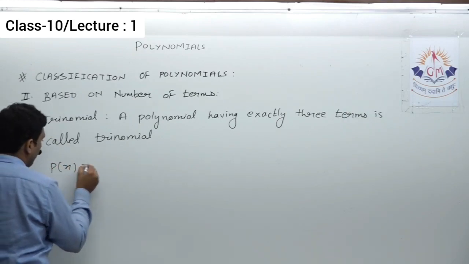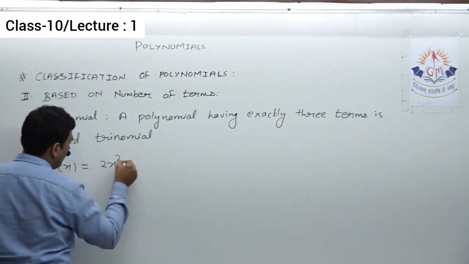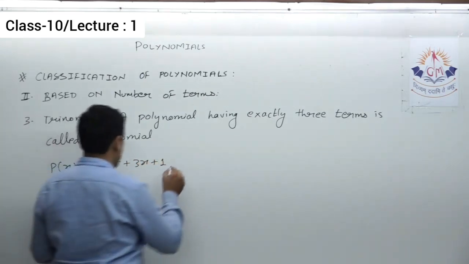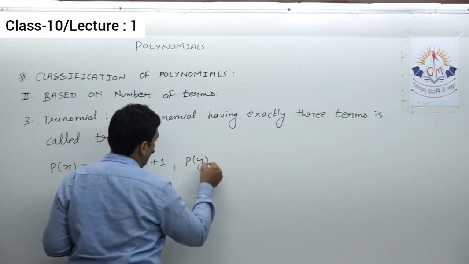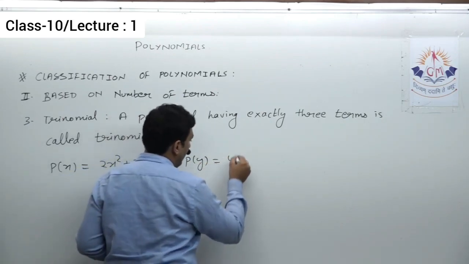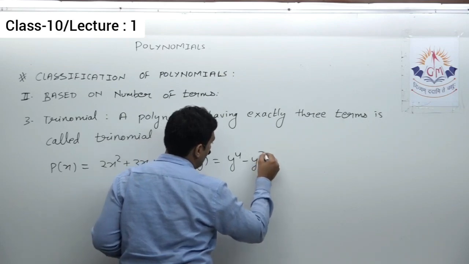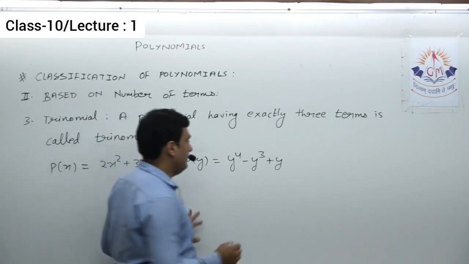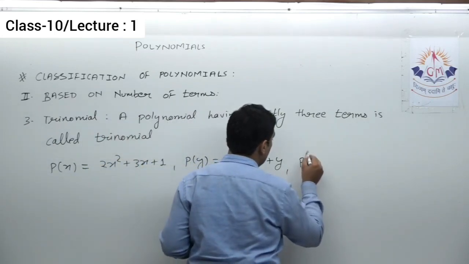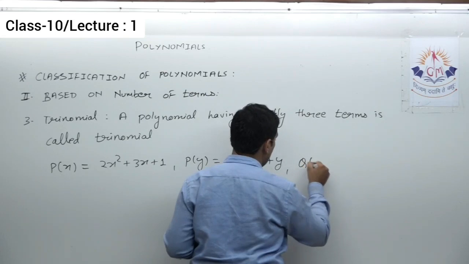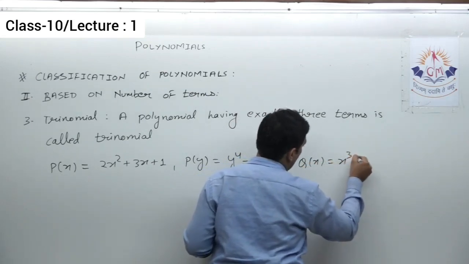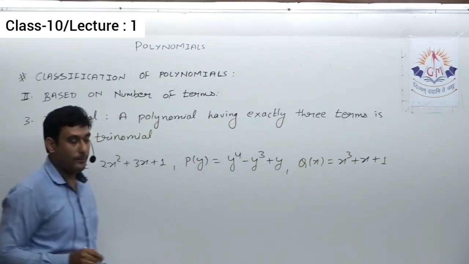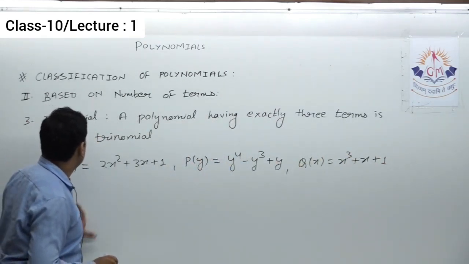Okay, example, p(x) is equal to 2x square plus 3x plus 1. It's a quadratic trinomial. Okay, p(y) is equal to y raised to 4 minus y raised to 3 plus y. It's a biquadratic trinomial. Then q(x) is equal to x cube plus x plus 1. It's a cubic trinomial. Okay, so these are the examples of trinomials.